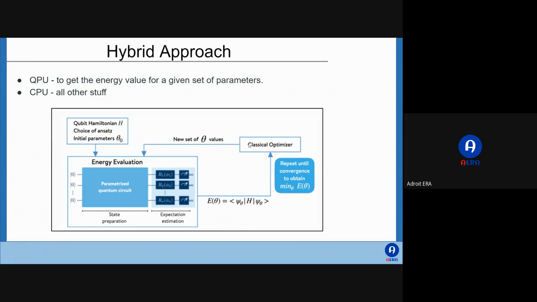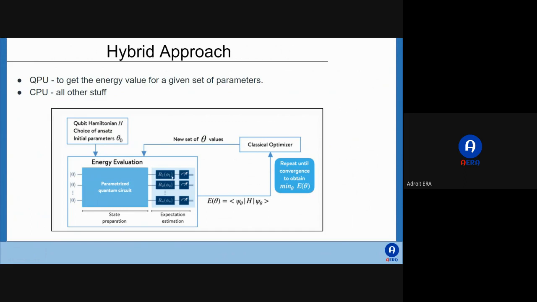Whereas in other algorithms like Shor's algorithm, the HHL algorithm, and other purely quantum algorithms, we don't need a classical optimizer. We just compute the result. So why do we call this a hybrid approach? Because we use both quantum as well as classical optimizers in this problem. The QPU is only used to get the energy value for given parameters. We give the parameters to it, and it will compute.